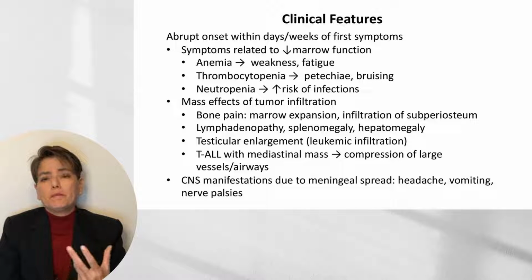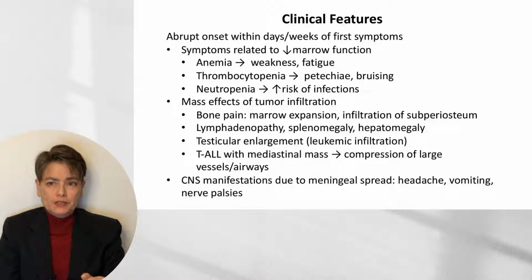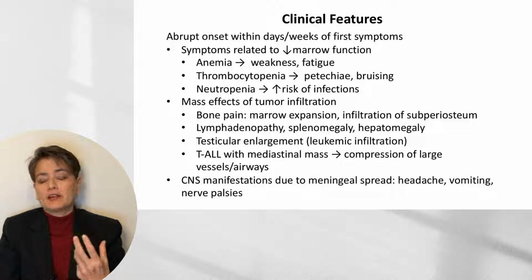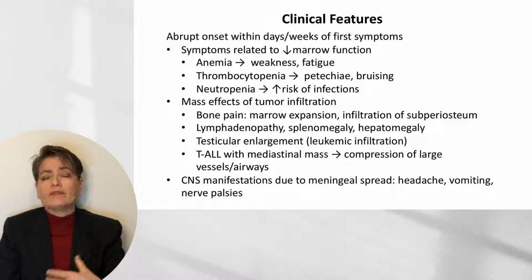So there will be an abrupt onset within days to weeks of the first symptoms. This is because we have an acute process. It's very aggressive. We have abundant blasts. So one set of symptoms will be related to decreased marrow function.